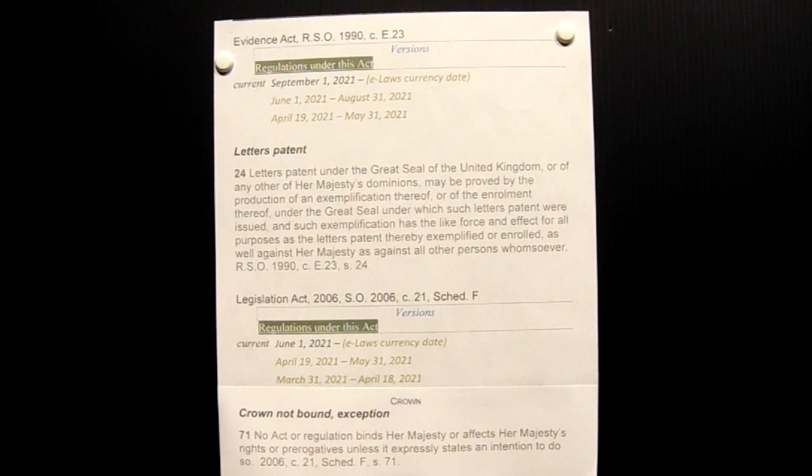So let's look at this. An exemplification means, sometimes you'll see an old deed and the patent wasn't available, so it was handwritten on the back of one of the pages of the deed. That's an exemplification. And enrollment means that it's been registered, and the mere knowledge that it exists directs us back to research it and look at that letters patent issued for that land. But what's very interesting in this statute is it says it shall be held against Her Majesty as against all other persons whomsoever.